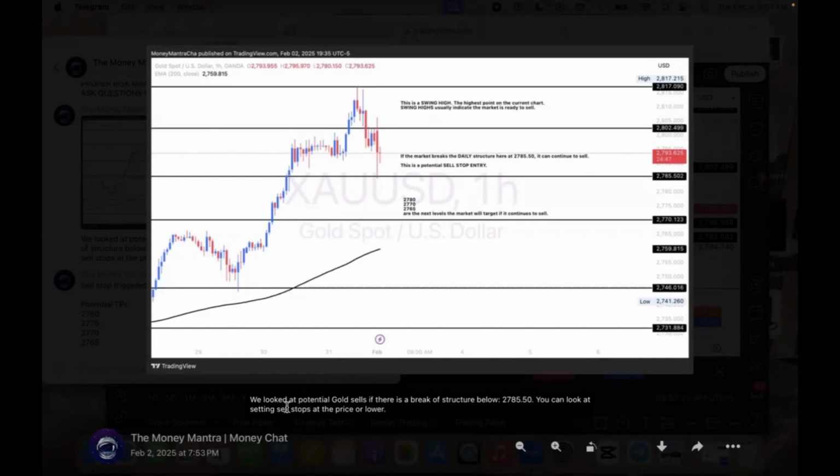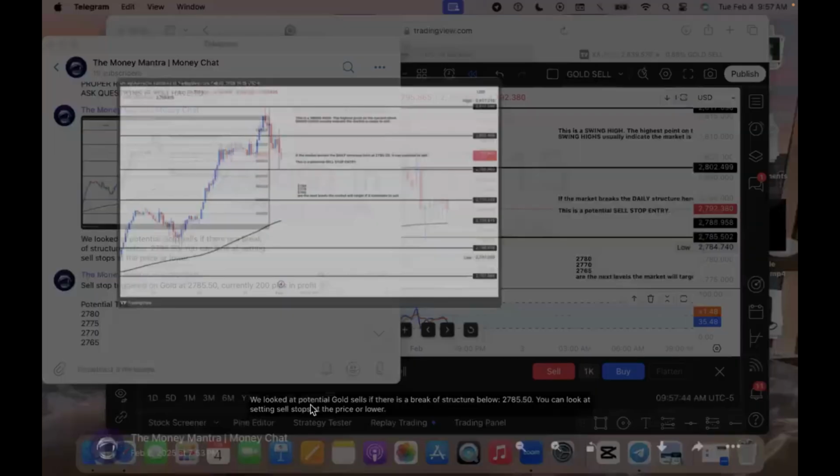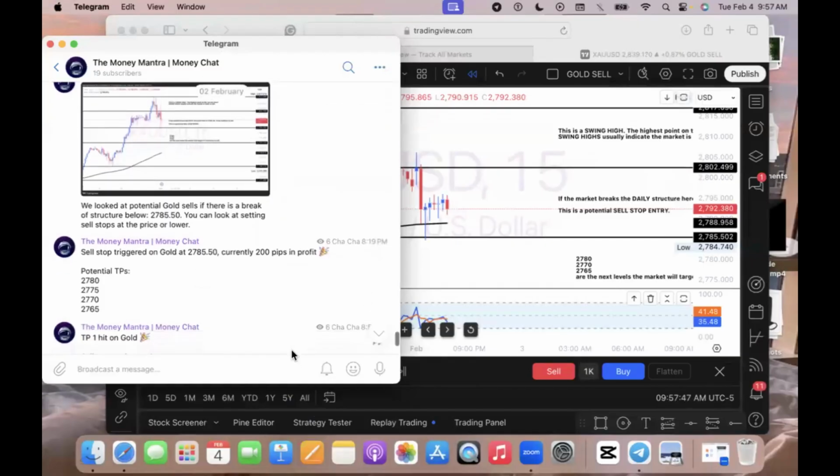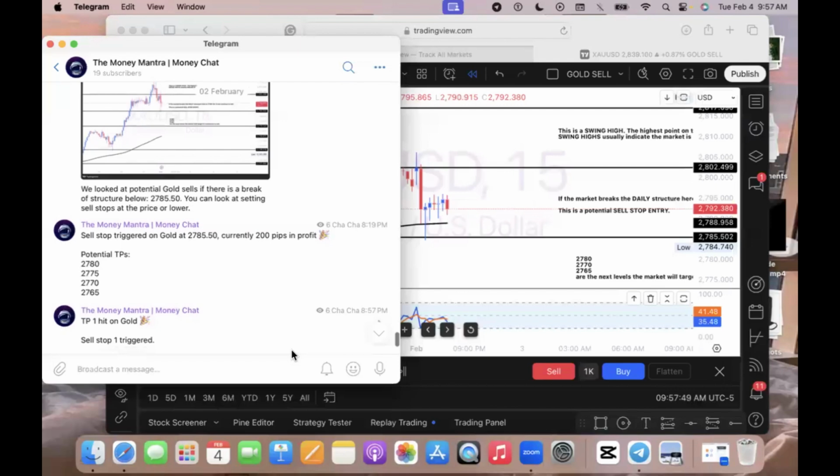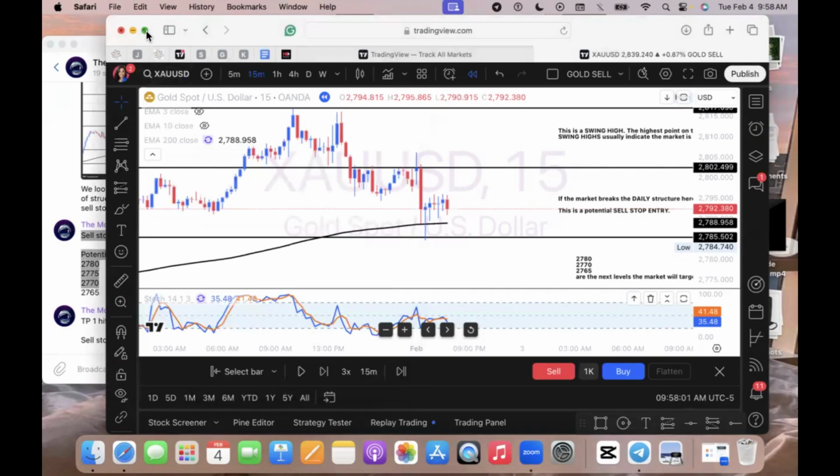I also recommended that they can look for sell stops anywhere below where the current price was. Now, sell stop is a type of sell pending order, which means that the market can be falling, and as it falls, your pending orders will trigger and your take profits will still be below that area. And I have a lot of different videos on sell stops and sell limits and other types of pending orders. Now, the next thing that I updated them on was that the sell stop was actually triggered, and I gave them a few different TPs that they could hit.